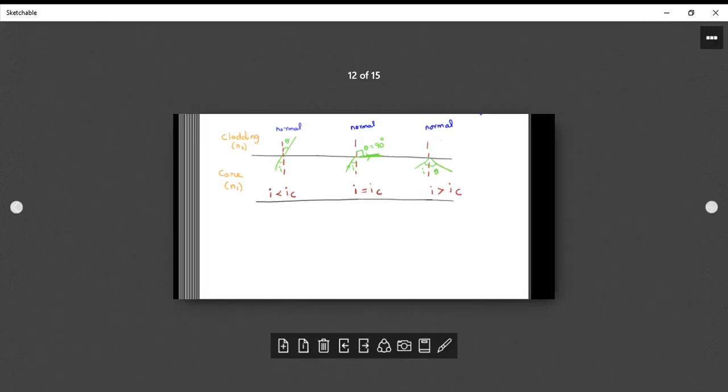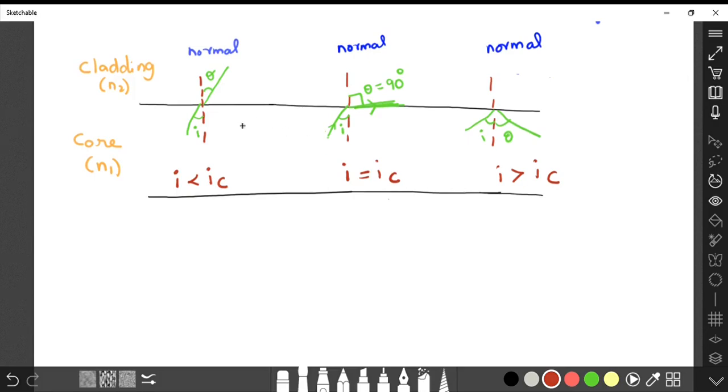Now this diagram will help you to understand what is critical angle and how the total internal reflection takes place inside the optical fiber. For that, I am going to consider three conditions. First, I less than IC. Already I said I is the angle of incidence and IC represents critical angle. This is the first condition, the second one is I equal to IC, and the third condition is I greater than IC.